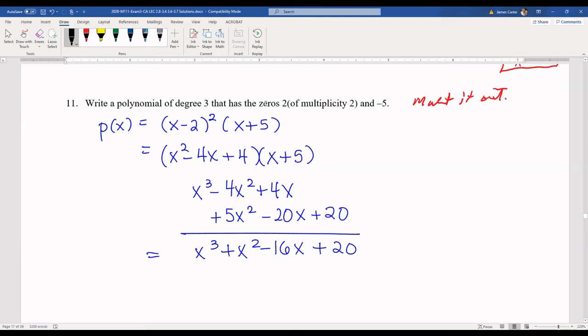Notice on here, it had said we had a 0 of 2, which meant we had a factor of x minus 2 of multiplicity 2. And we had a root of -5, which gave us the factor of x plus 5. So that's where we got these two terms.